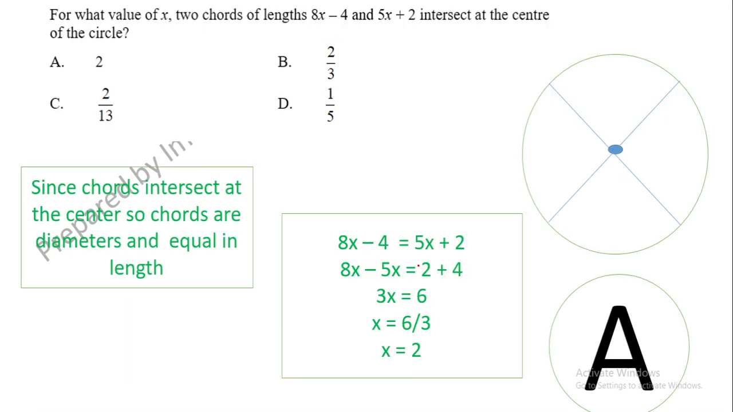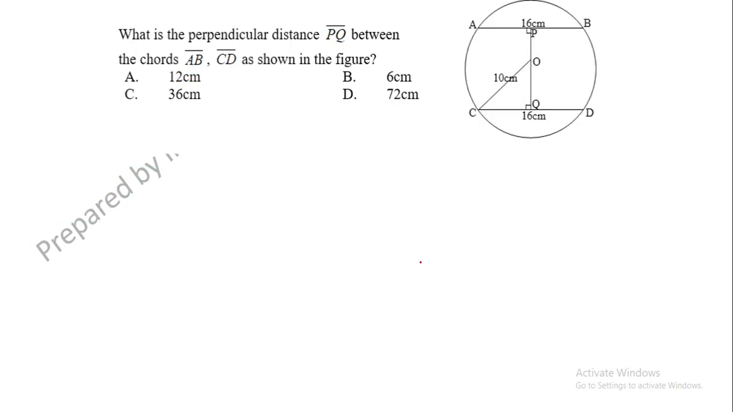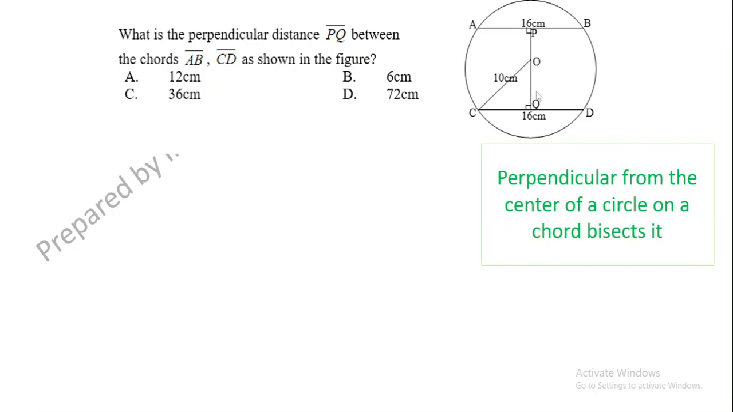The next, okay, this one is clear. Now let us talk about the next question. He says that what is the perpendicular distance PQ? So we have to find the value of PQ between the two chords AB and CD. In this figure it is clear that they both are 16 centimeter, right? They both are 16 centimeter. So they are equal. So it means that OP is the same as OQ. So OP plus OQ together will give me the value of PQ.